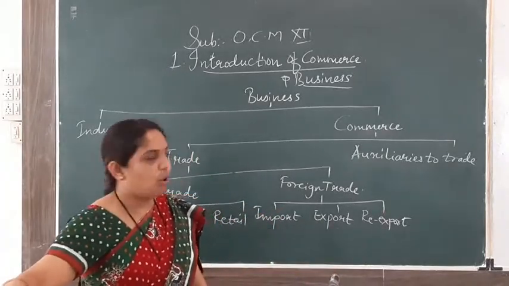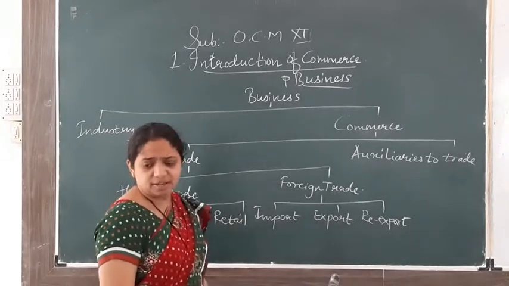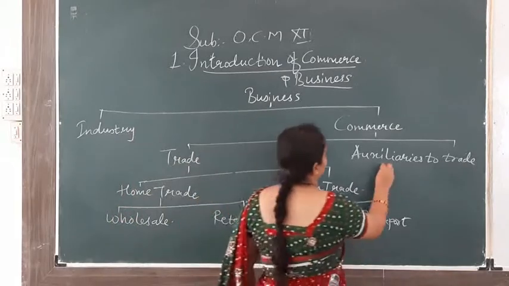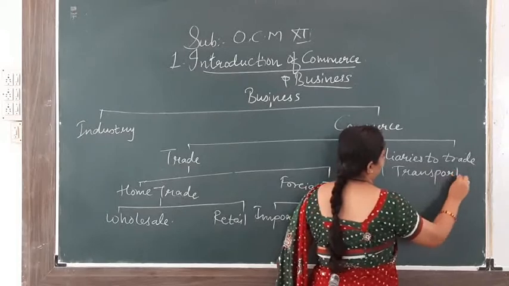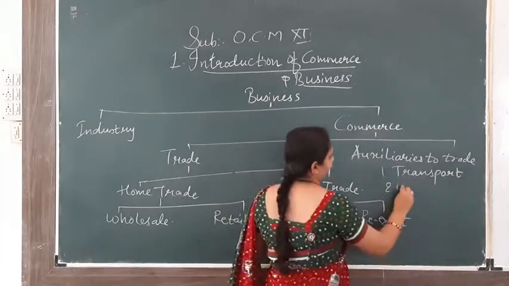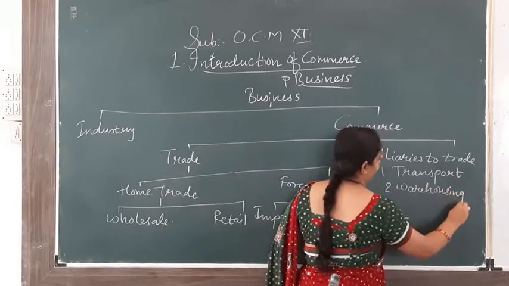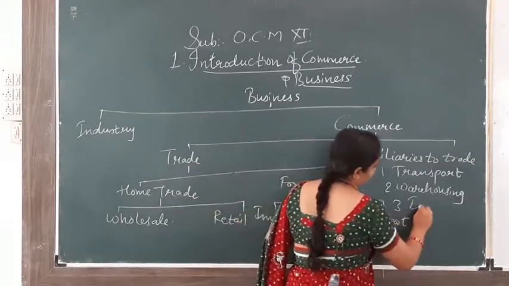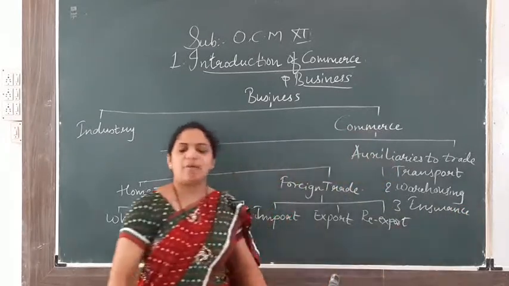And next is auxiliaries to trade. Auxiliaries to trade are further divided into 7 points. One by one we will see. The first is transport. Second is warehousing. The third is insurance. Okay, 7 are there, one by one we will see.